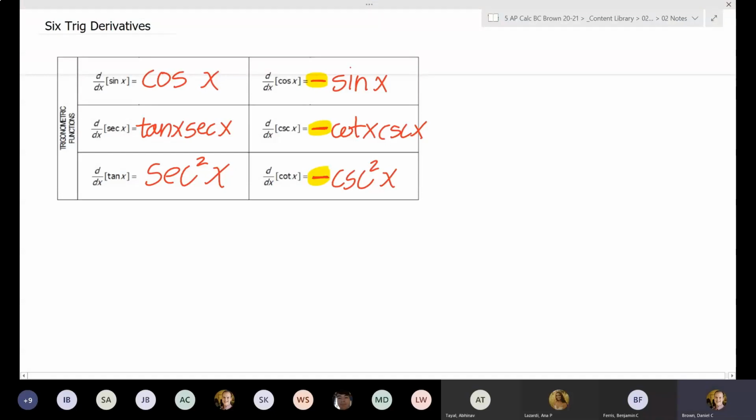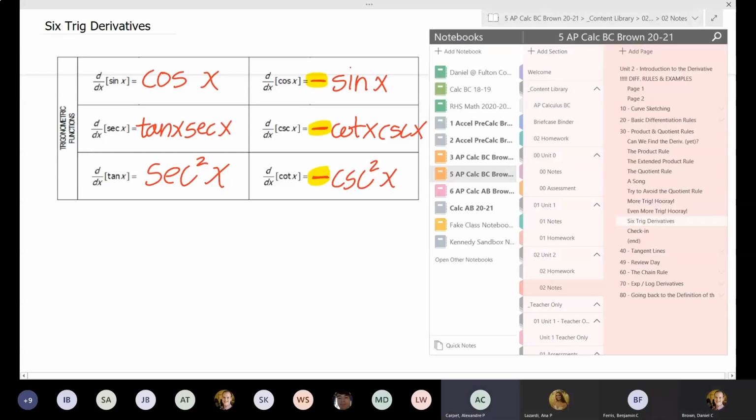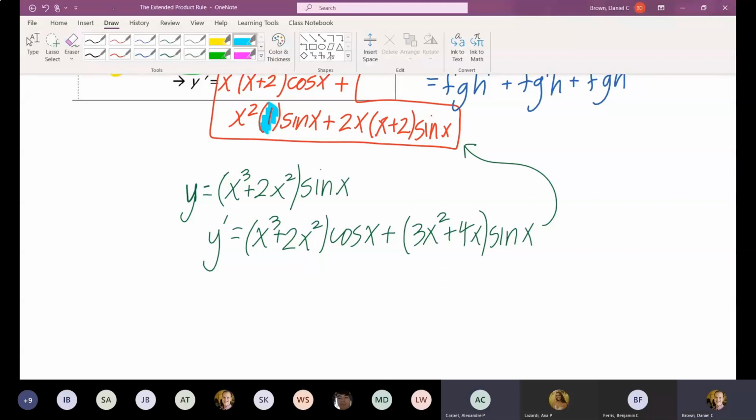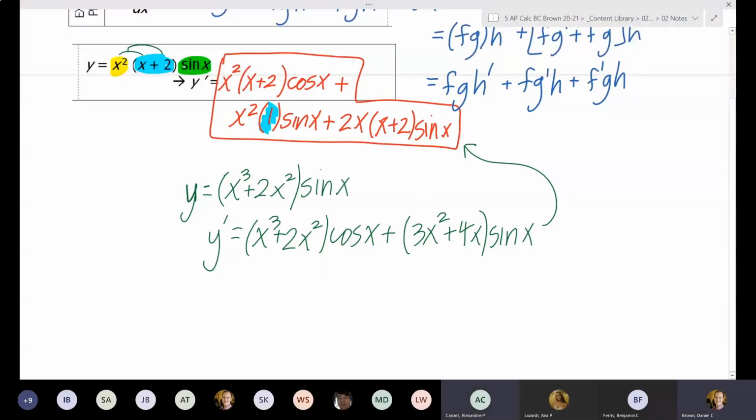Any questions on any of the rules we've looked at today? On the extended product rule, there was the x plus 2 as one of the factors, and I just want to make sure I was following along for how you did that. You took the derivative of x and then the derivative of 2. Yes, the derivative of x would be 1, and then the derivative of 2 is a constant, so it went away. I just wanted to make sure I was following along. Yeah, you're good. Any other questions on any of the notes you took today?